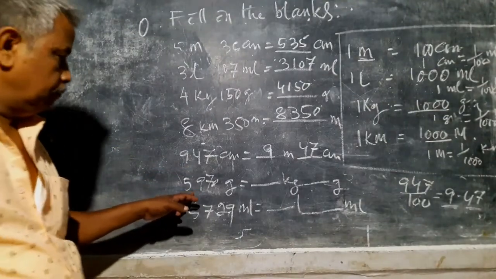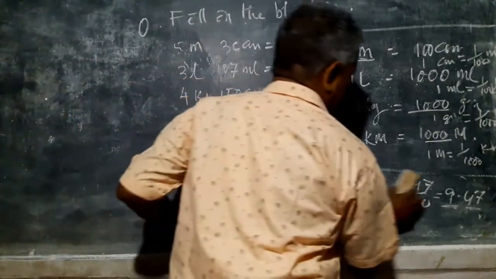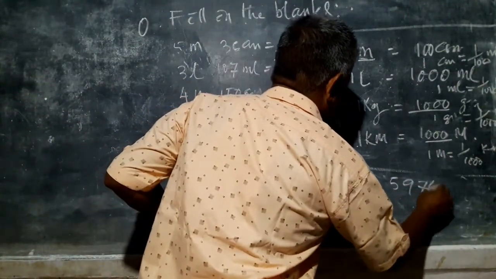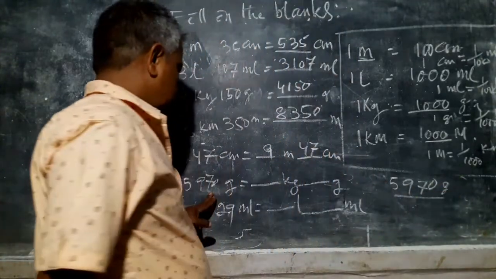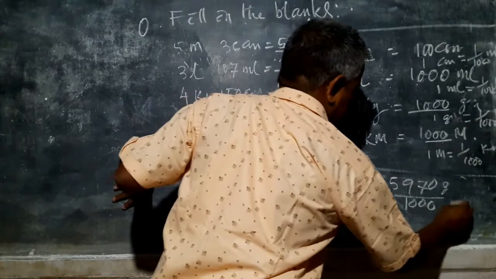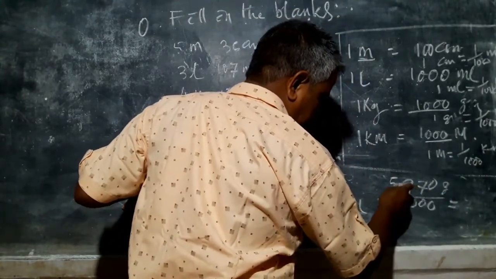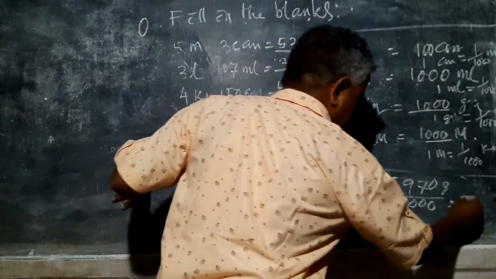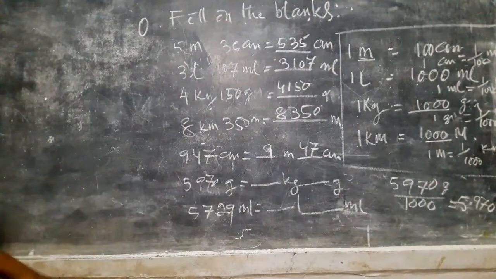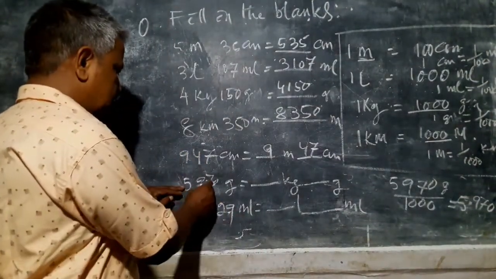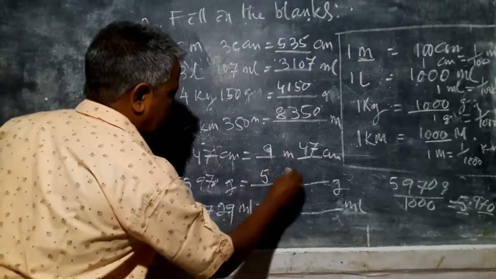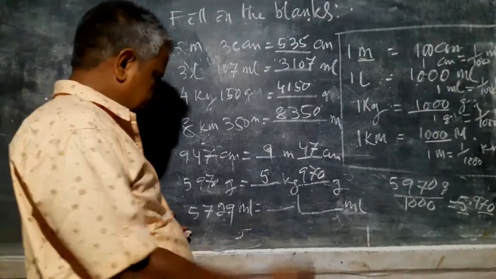Then the next question, 5970 gram. When we convert gram to kilogram, we have to divide by 1000. So the answer is, the decimal will come between 5 and 9, before 3 numbers, because there are 3 zeros. 5.970. So 5970 gram equals 5 kilogram 970 gram. Okay.